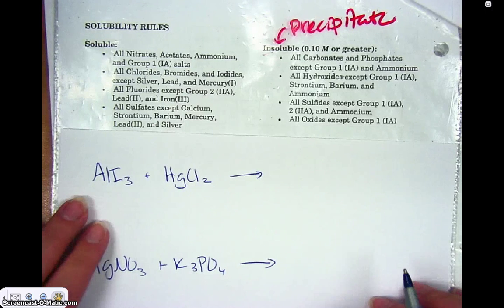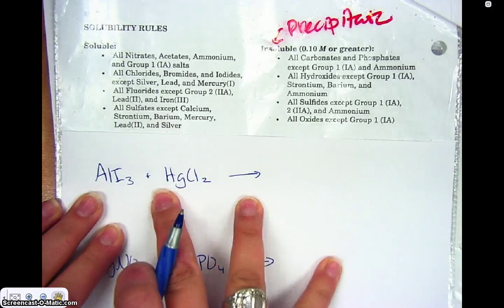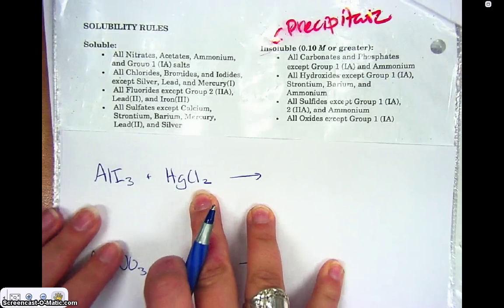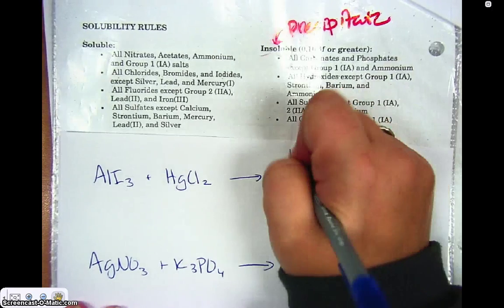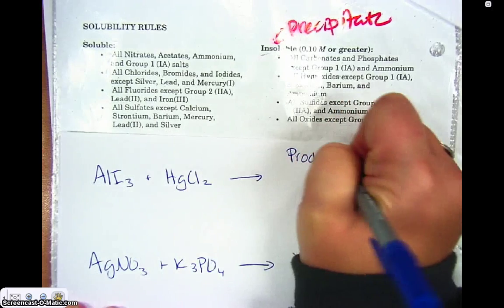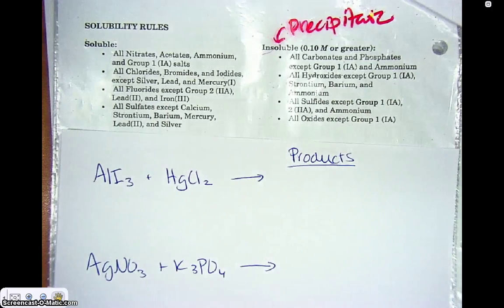If we look at the first one, we have aluminum iodide and mercury chloride. Keep in mind that we need to first figure out what the products would be, and then determine if one of the products is insoluble or not.